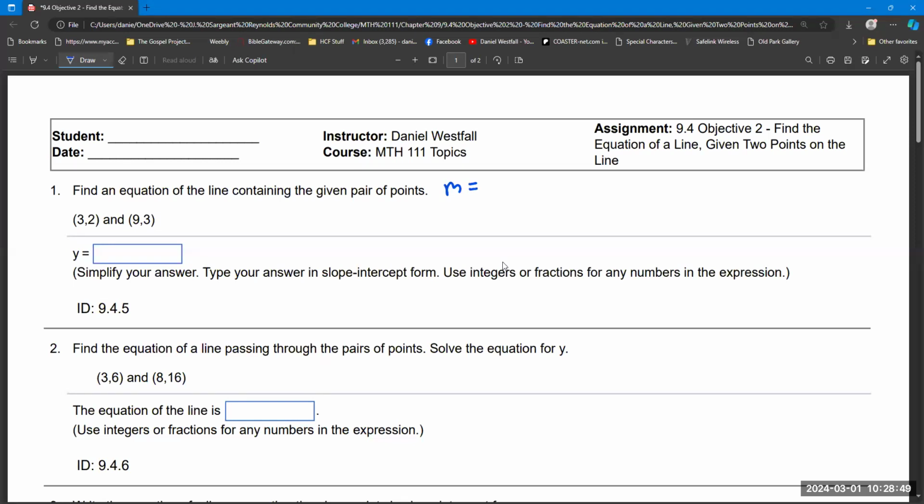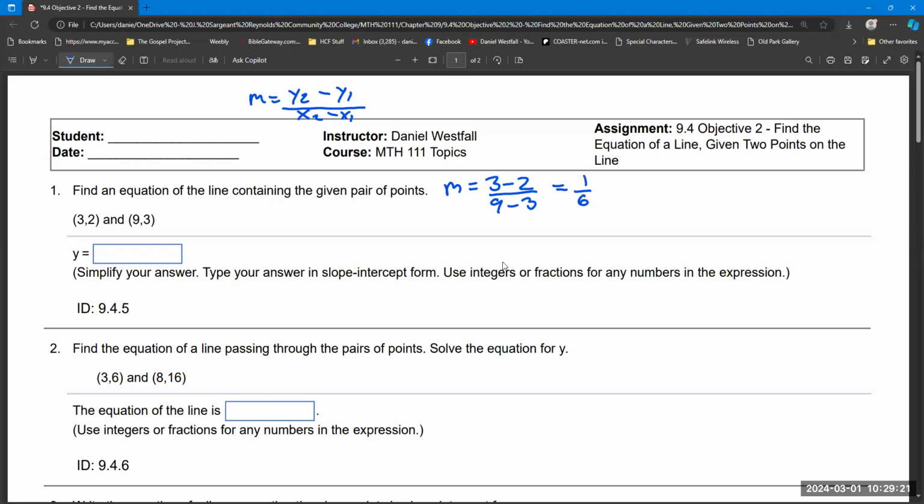So let's start first by finding the slope, using our slope equation, y2 minus y1 over x2 minus x1. Let's write this up here as a reminder. It does not really matter which point you call point 1 or point 2 here, but I'm going to choose to always use them in the order that they're given. So I'm going to say y2 is 3 and y1 is 2 and x2 is 9 and x1 is 3, and that's going to give me 1 over 6.